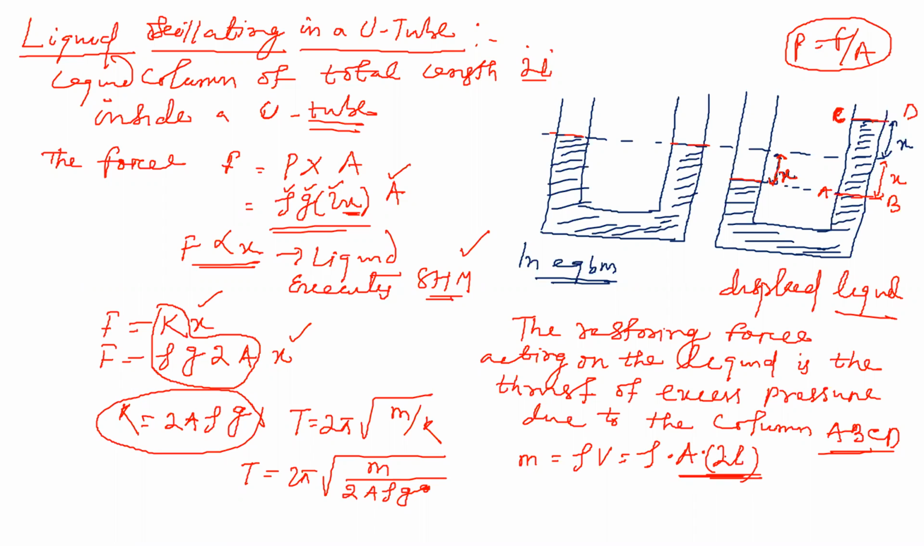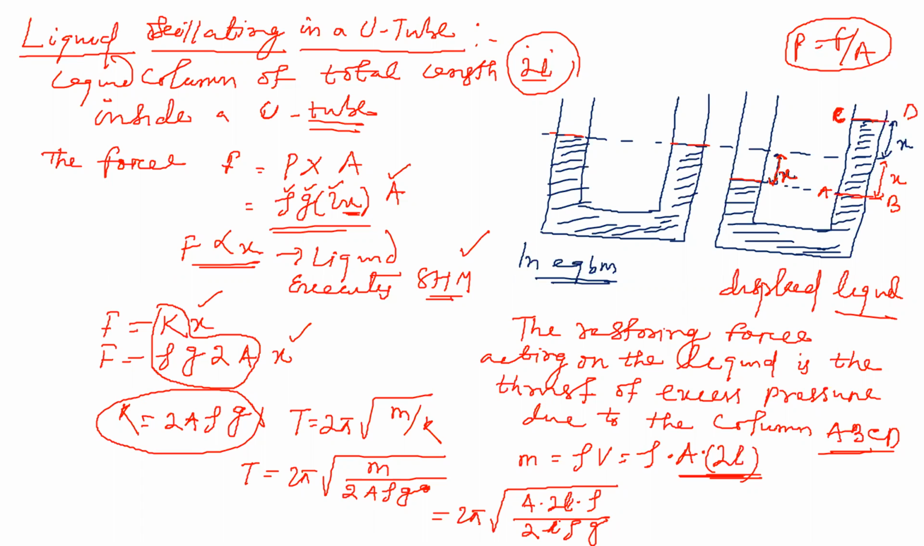Total length is 2L. We have taken a liquid column of total length 2L. So what is the volume of the liquid column going to be? Total area A into 2L. So in place of M, I can put that. Let's replace it. 2 pi root over, here in place of M, you put A into 2L into rho, yes or no, divided by 2L rho G. Yes or no?